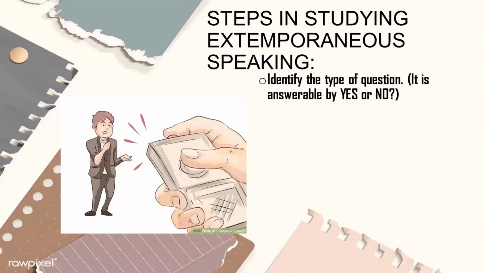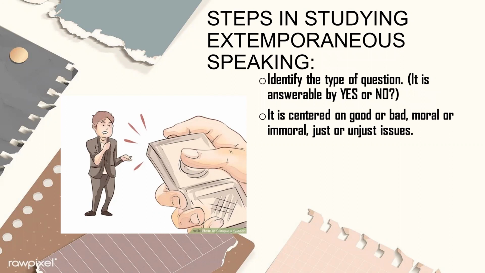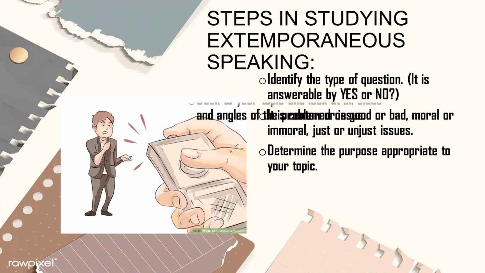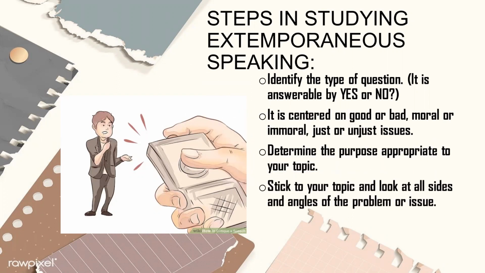So step in studying extemporaneous speaking, identify the type of question. It is answerable by yes or no. So for example, does your topic is good? Does it going to be necessary to deliver that your speeches in front of the audience? Are they going to be happy of your delivery? Yes or no? Those are the questions. It is centered in good or bad, moral or immoral, just or unjust issues. So determine the purpose of appropriate your topic. So does your topic has something relevant to the occasion? Importante yan because it doesn't deviate from the context of the presentation or the occasion.